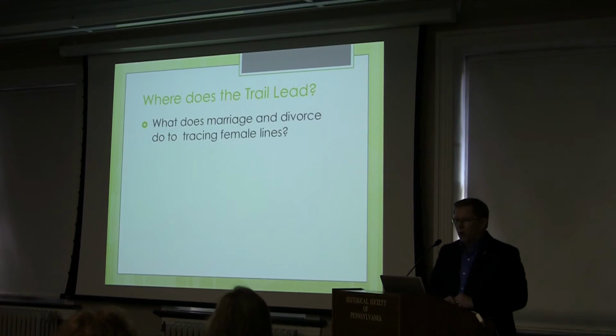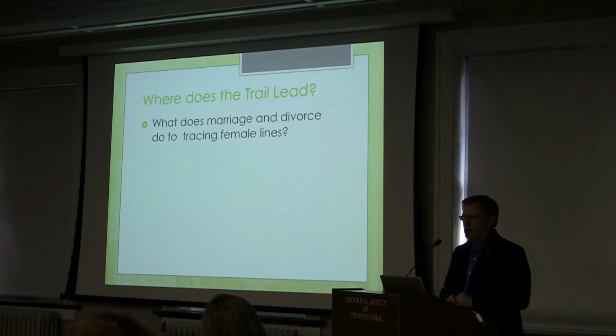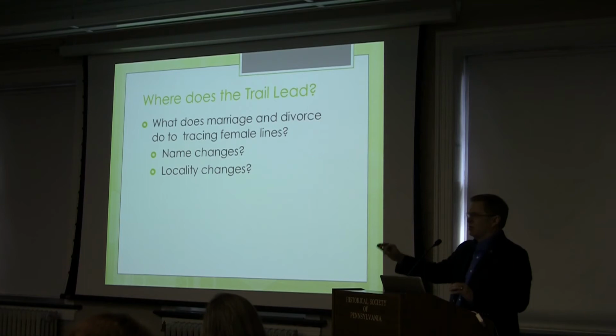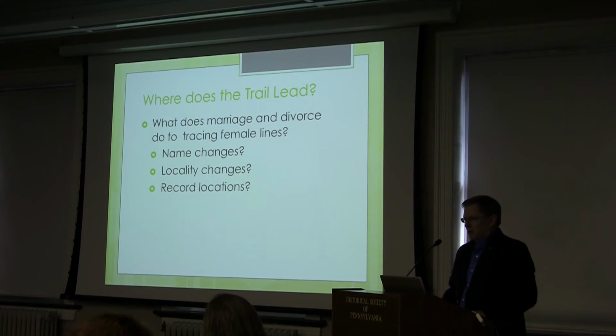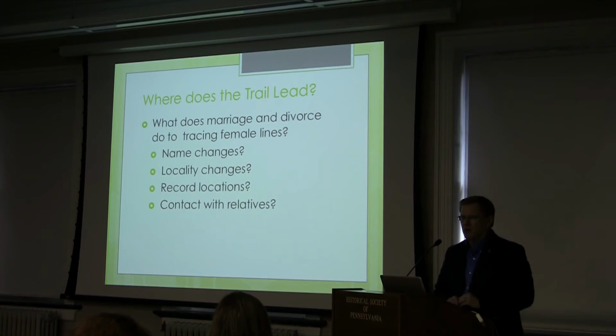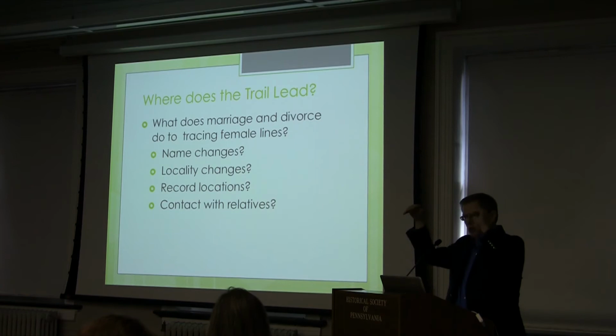What does marriage and divorce do to tracing female lines? How many times can that surname change? Seven. Those name changes create issues. What happens when the name changes are compounded by multiple locality changes? How do you know where they're going? Where are the records located for those areas? Contact with relatives oftentimes is the only way that you can sort out that story when you are tracing descendants. So contact with living relatives is extremely important in descendant research.